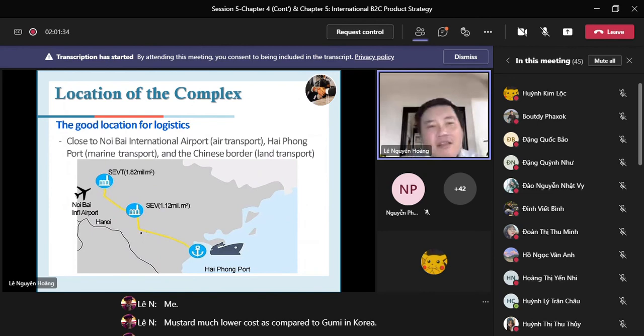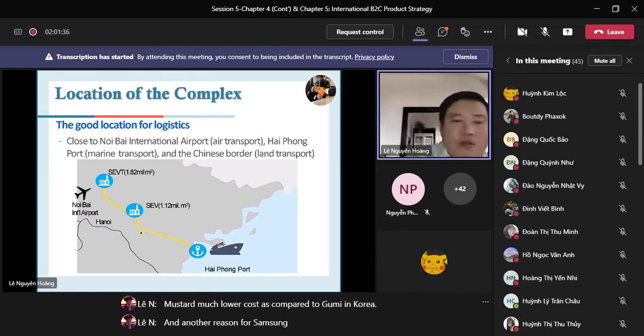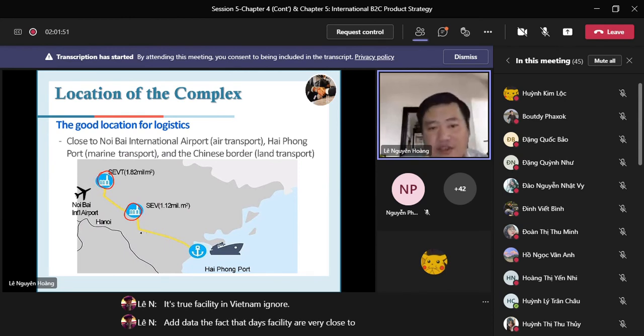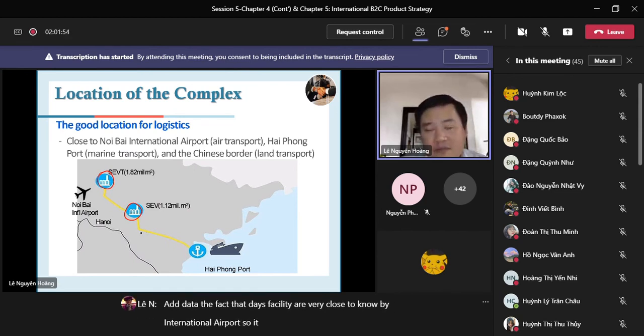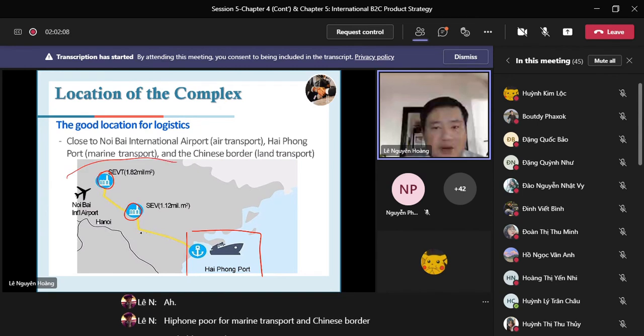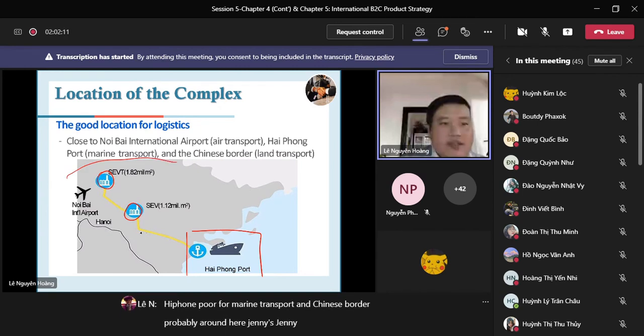And another reason for Samsung to open its dual facility in Vietnam in the north is that these facilities are very close to Nội Bài International Airport. So you can make use of air transport, as well as Hải Phòng Port for marine transport, and the Chinese port probably around here, China, roughly about here.